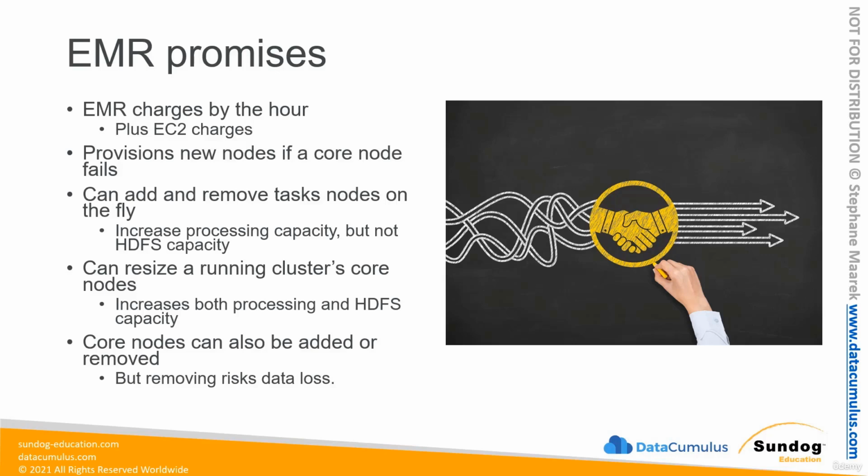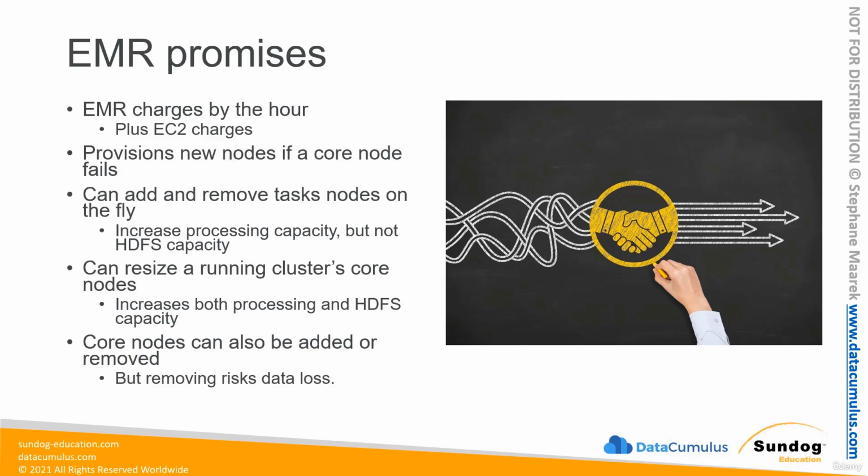As far as failure goes, if a core node fails, EMR will automatically provision a new node for you under the hood, so you don't need to worry about that at least. And that will just automatically pick things up where it left off. If you need to resize things, if you need to add capacity though, probably the best way to do that is by adding or removing task nodes on the fly. Now remember, task nodes are kind of like core nodes, but they have no storage capacity of their own. There's no HDFS capacity associated with a task node.